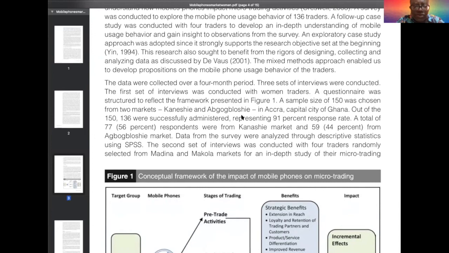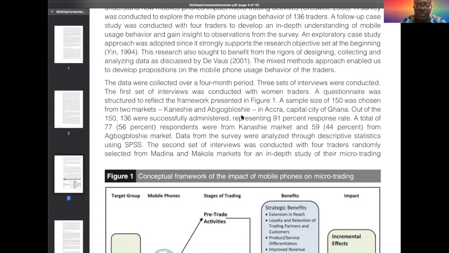You see that three sets of interviews were conducted. The first set was done with a sample size of 150 chosen from Kaneshi and Abubushi. I didn't explain why I chose Kaneshi and Abubushi, but in some papers, you may have to explain why you chose those ones. Out of the 150, 136 were successfully administered. This is the quantitative part, representing a 91% response rate. A total of 57% from Kaneshi and 44% from Abubushi. Data from the survey were analyzed through descriptive statistics using SPSS.